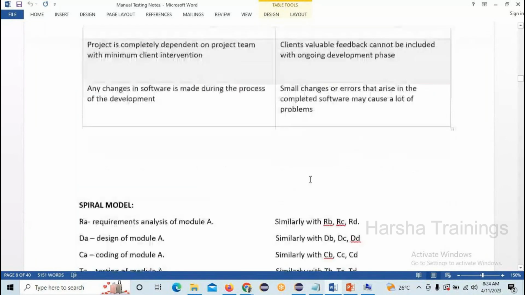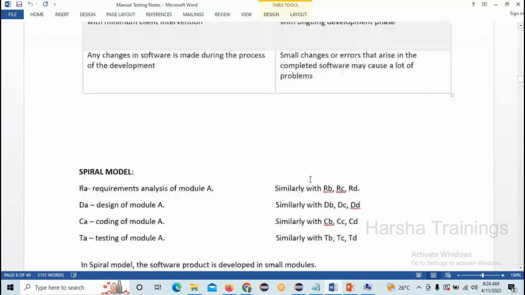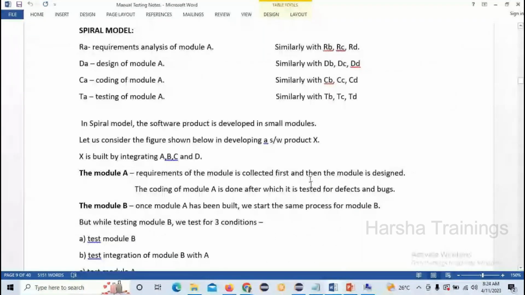Clear about the waterfall model? Any doubts on it? No, sir. The waterfall model is a traditional model and it follows a sequential process. And here the spiral model is an iterative approach.